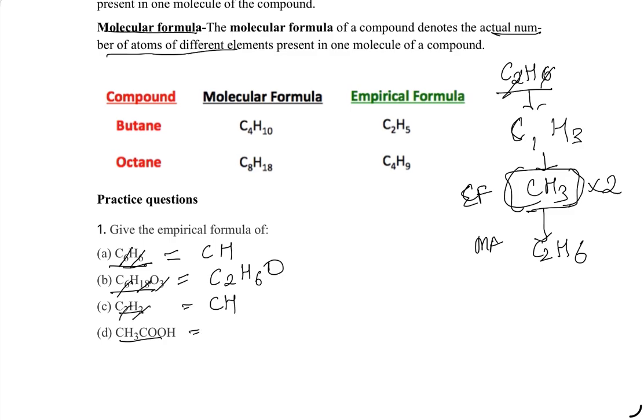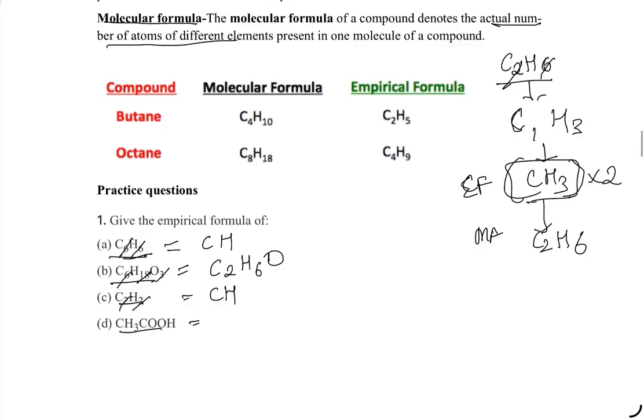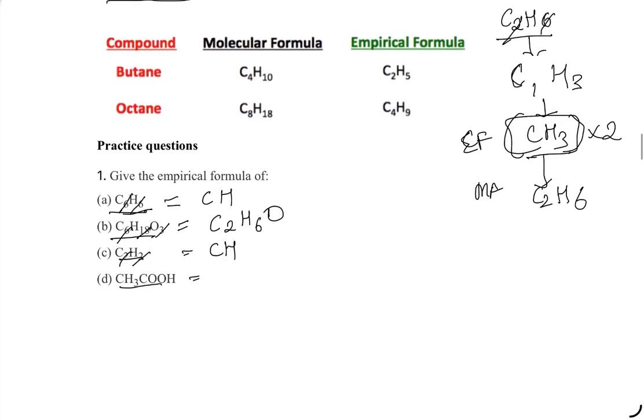Now let's look at this example. This is acetic acid. Here sometimes students get confused by looking at that example. What you have to do is, there are 3 different atoms, right? You count and write it. C is 2, H is 4, oxygen is 2.